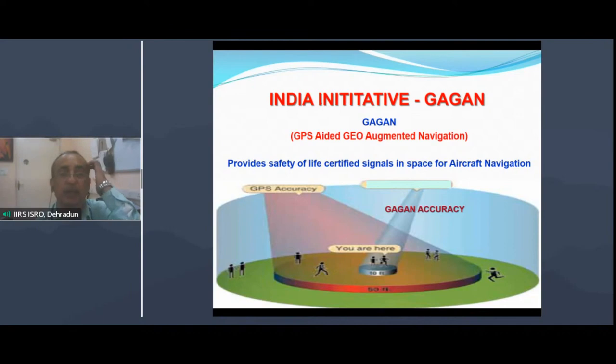You can see the Gagan initiative by India. G is, as I mentioned, GPS-aided geo augmented navigation. It provides safety of life certified signals in space for aircraft navigation. With the help of GPS, accuracy may be around 10 meters. In feet, it comes to be 30 feet or so. But if we apply Gagan corrections, you can see an accuracy of around 10 feet, or 1 to 3 meters.